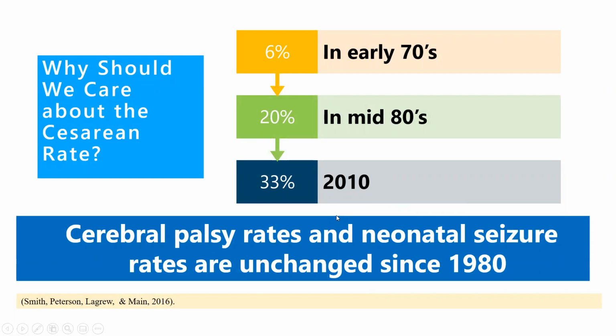We want to have less cerebral palsy, which is related to lack of oxygen in delivery. And we want to get these babies out sooner when we notice that things are going wrong. But even though our C-section rate has risen 60%, our cerebral palsy rates and neonatal seizure rates have remained unchanged. So what that means is we're using cesarean sections very judiciously, and we haven't seen any changes in our outcomes.